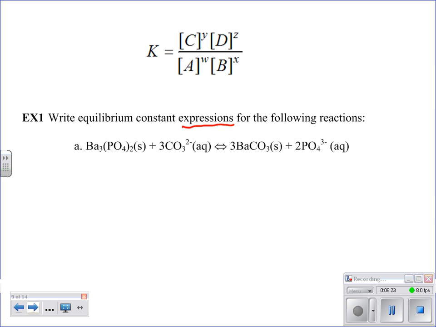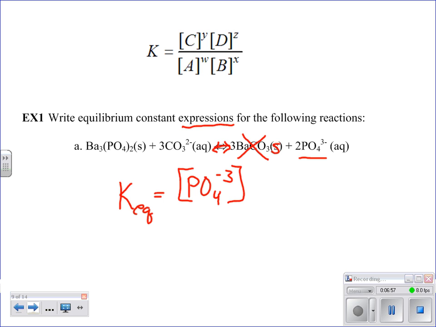So here we're going to say that our product concentration, well, I look to my products and I have barium carbonate and some phosphate ions. Barium carbonate is a solid that has no concentration. So I'm going to start off by saying that K, and sometimes you'll see it written as KEQ, so your equilibrium constant is going to be equal to the concentration of your products, so that's going to be PO4 minus 3, in other words, your phosphate ions, and those will be raised to the second power because of your coefficient of 2. And we're going to divide that by the concentration of our reactants.